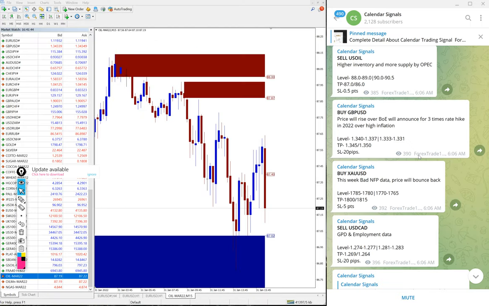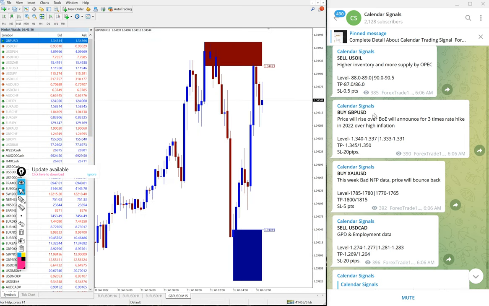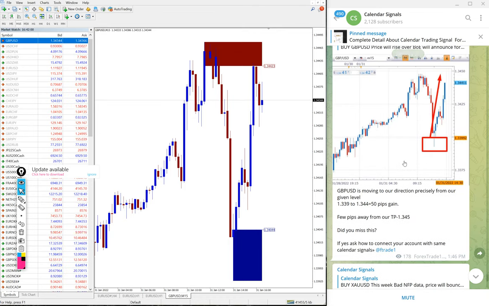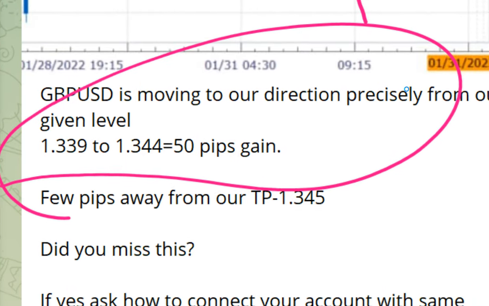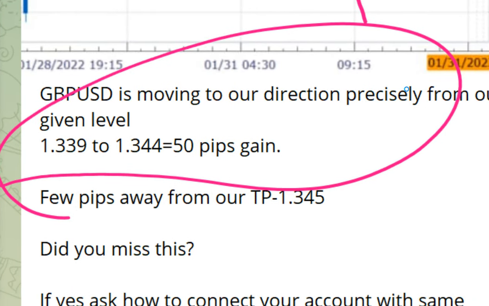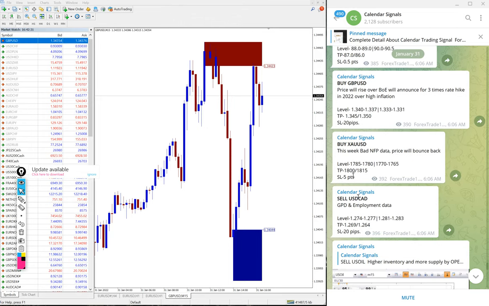And right now, as per current market condition, let me open the GBPUSD chart. Here is GBPUSD, and we gave buy GBPUSD. As you can see, in the subsequent update today, it performed precisely from our level and went high to 1.3440, which is a 50 pips gain that we have updated here. GBPUSD is moving precisely in our predicted direction. Then the next signal we gave is sell USD CAD, which has yet to perform. We will update the status at the end of the day.